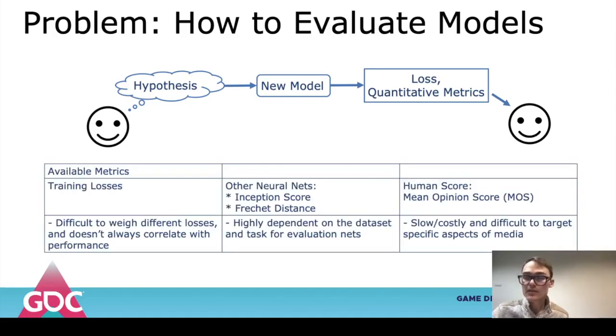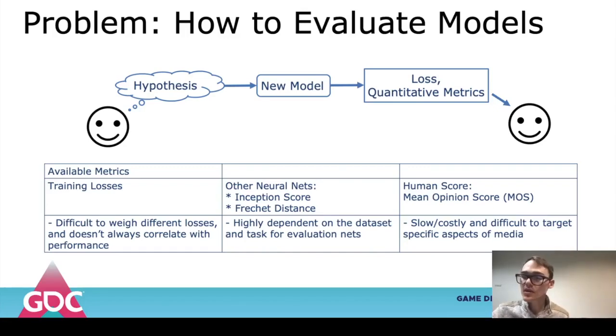We can use training losses. Training losses are a bit difficult to weigh against each other as we can have multiple losses, and each doesn't always correlate with performance. We can use other neural networks to generate scores, but the performance of these neural networks is highly dependent on their data set and the task for those evaluation nets. We can also use human scores to score the output of our models, but these methods are pretty slow and costly and difficult to target specific aspects of media or different dimensions which we're focused on.